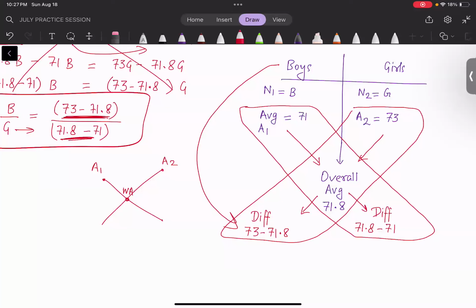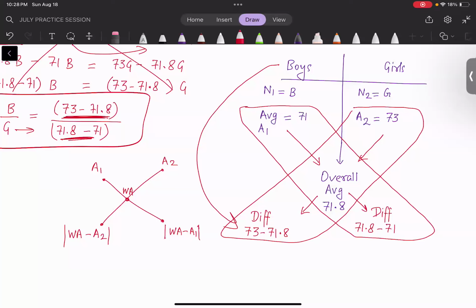And at these two points, you have to write the differences. The difference of A1 and WA at this place, weighted average minus A1 and weighted average minus A2. Don't think theoretically. Theoretically, it is never clear. Just make it like an X and write the difference. Difference means higher minus lower. So don't ask me, sir, should I write 71 minus 71.8 or 71.8 minus 71? Higher minus lower you have to write.